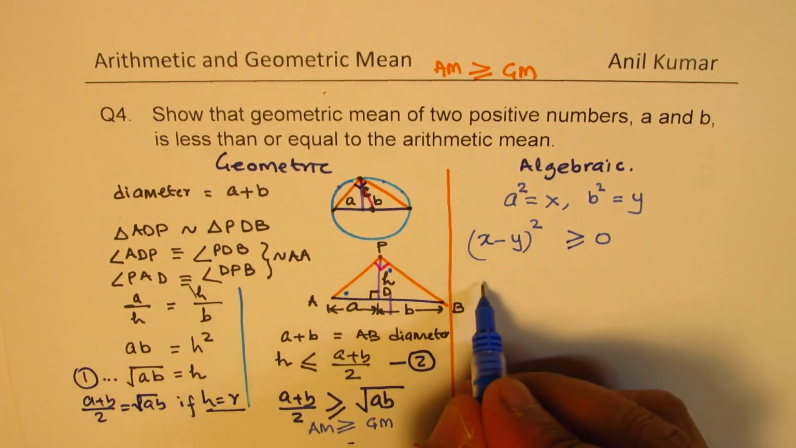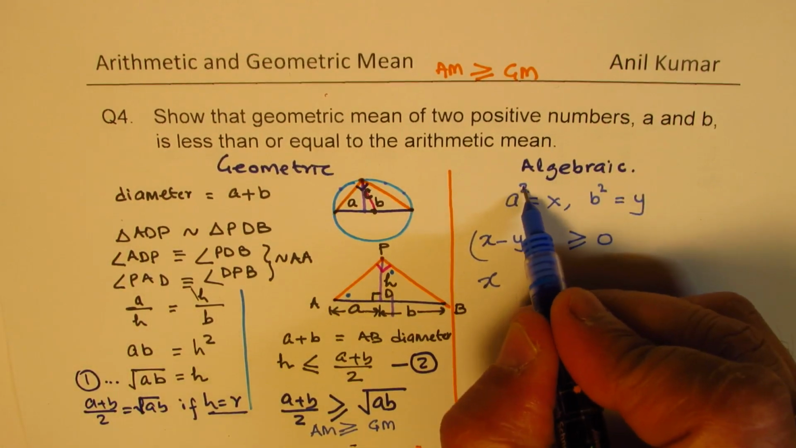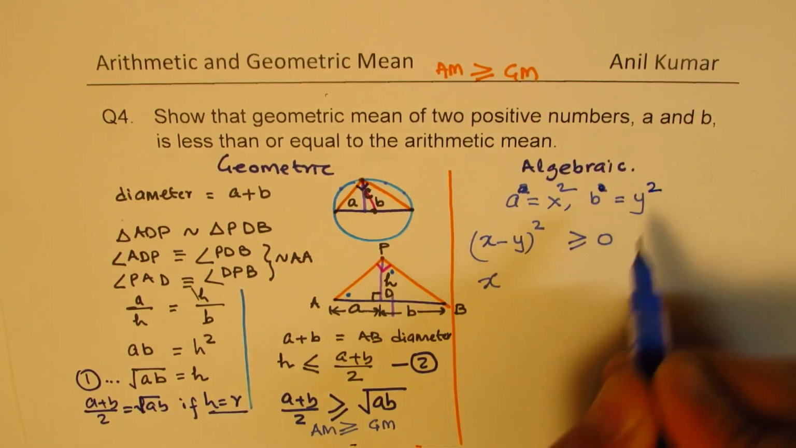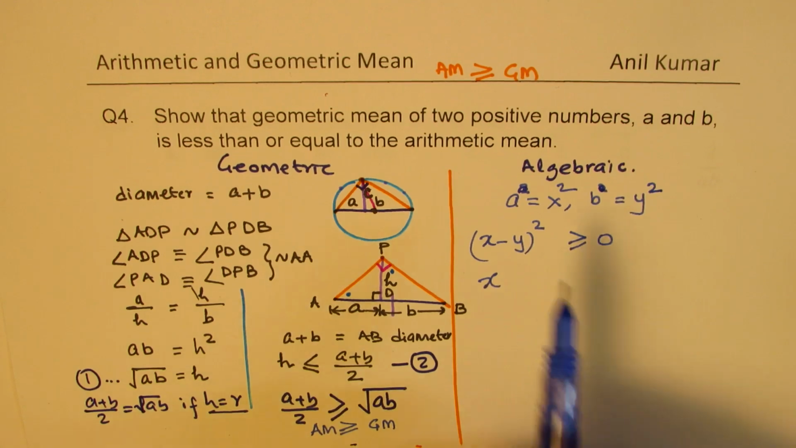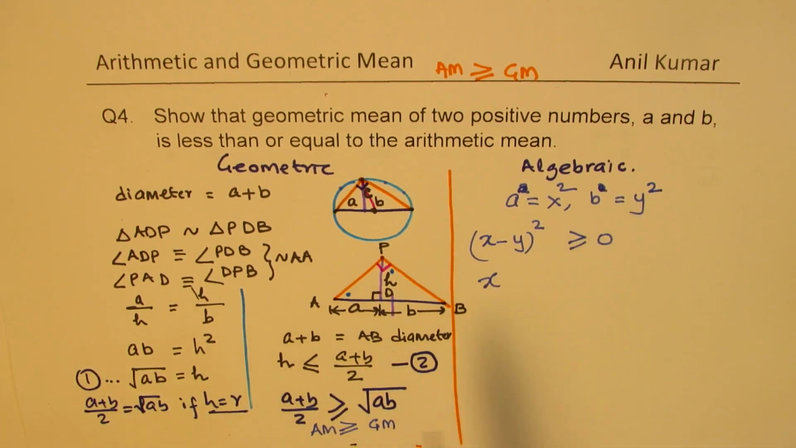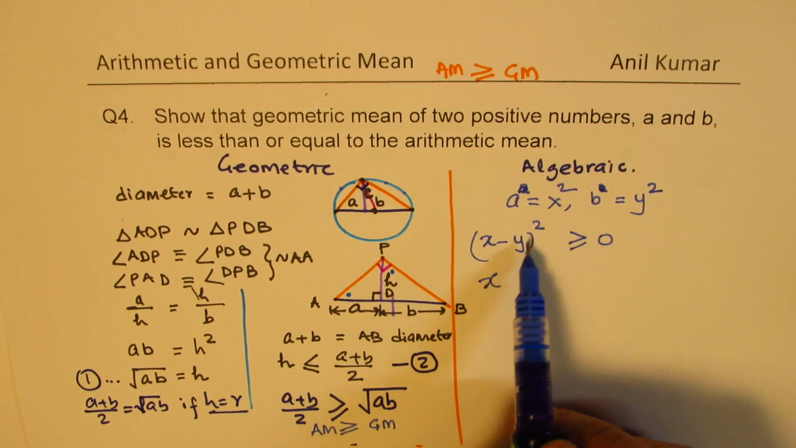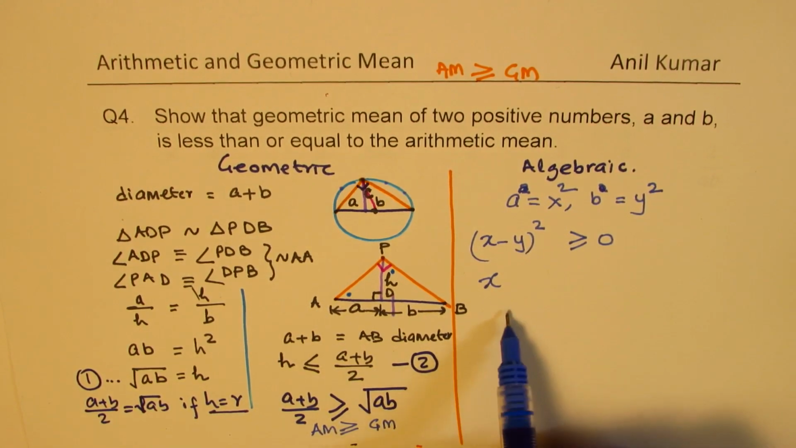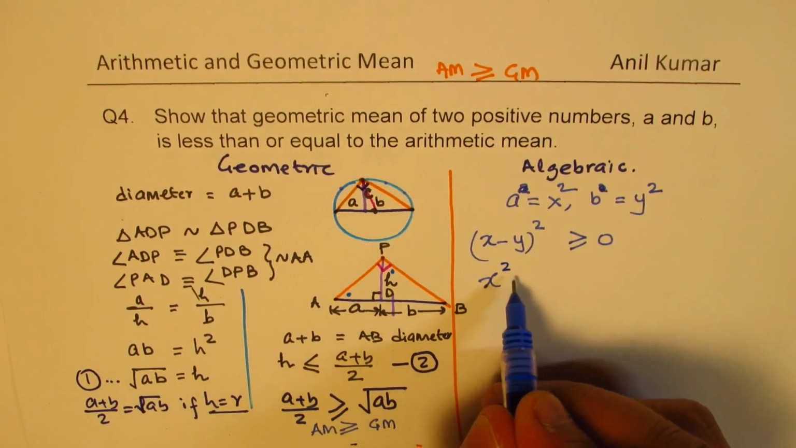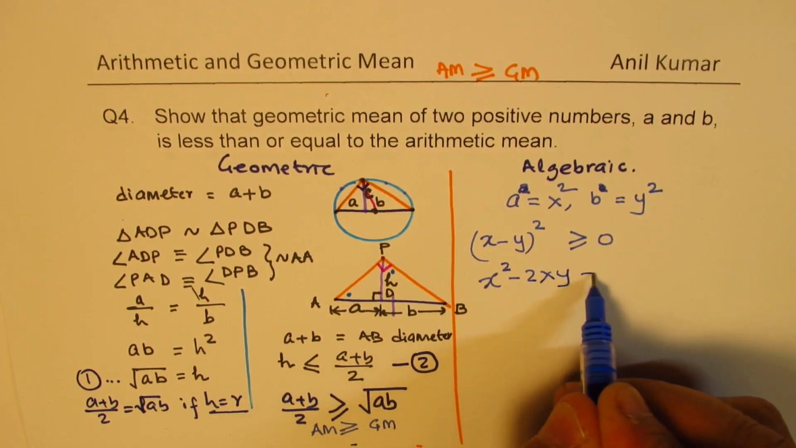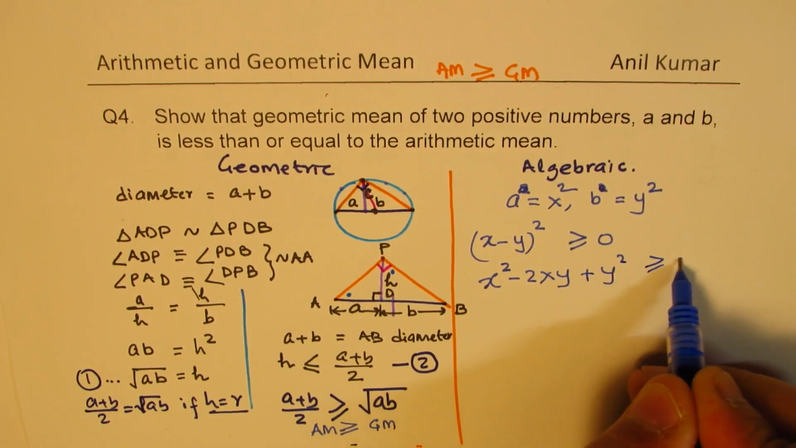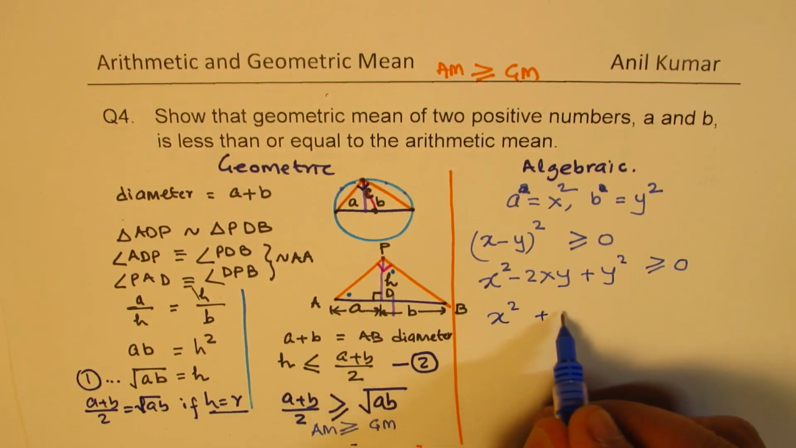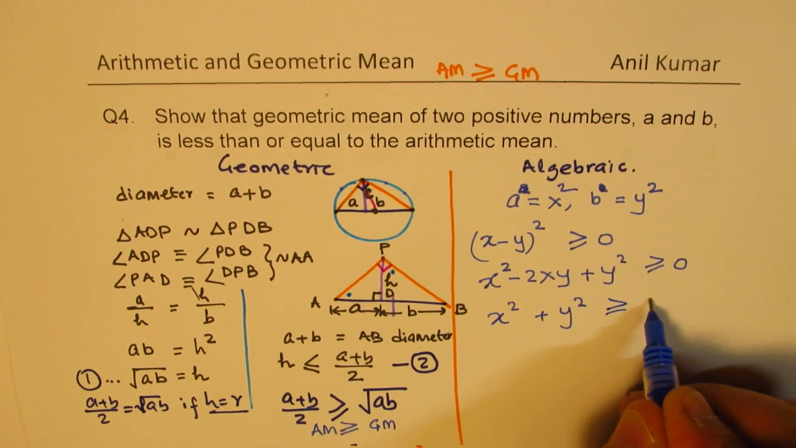Now, let's take a as x squared and b as y squared, since I am starting with x squared and y squared. So let a equal x squared, b equal y squared. In that case, (x minus y) whole squared is a positive quantity. It has to be greater than or equal to 0. So when you expand this, you get x squared minus 2xy plus y squared greater than or equal to 0. Taking this to the right side, we get x squared plus y squared is greater than or equal to 2xy.